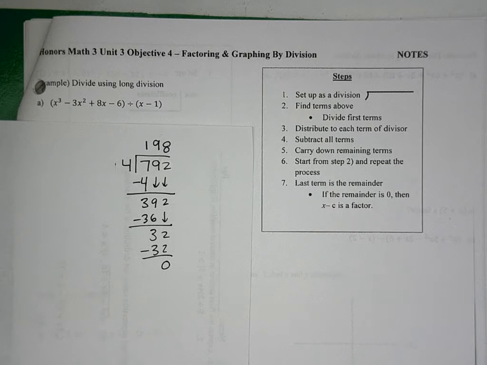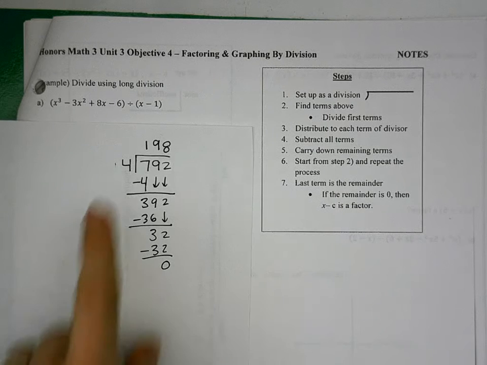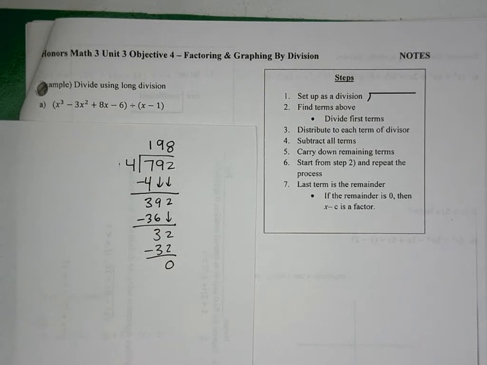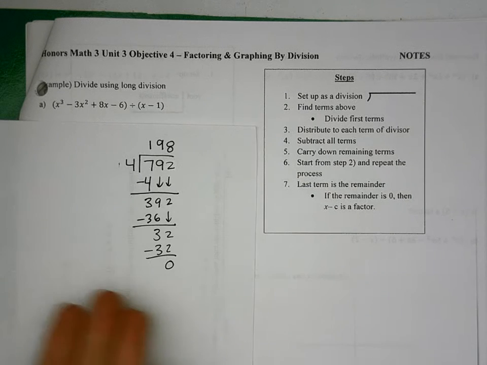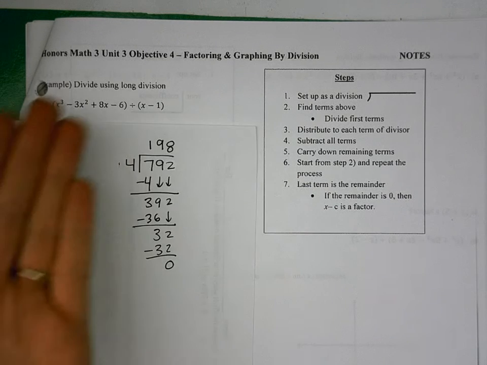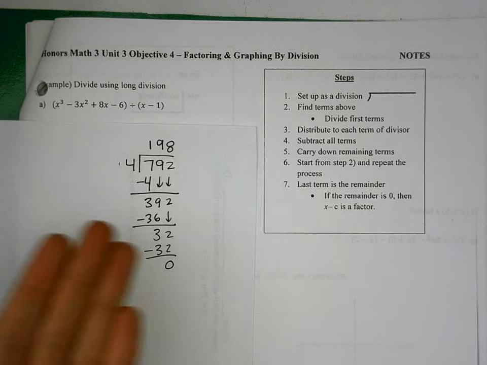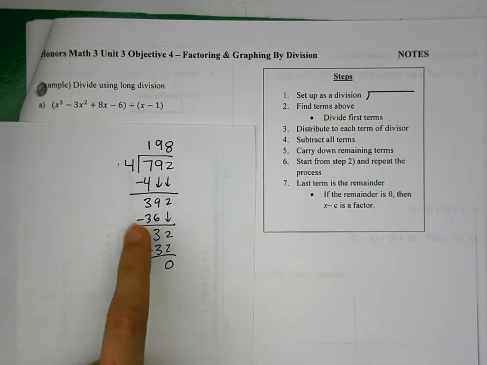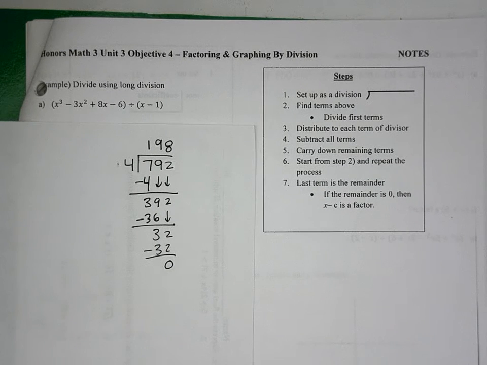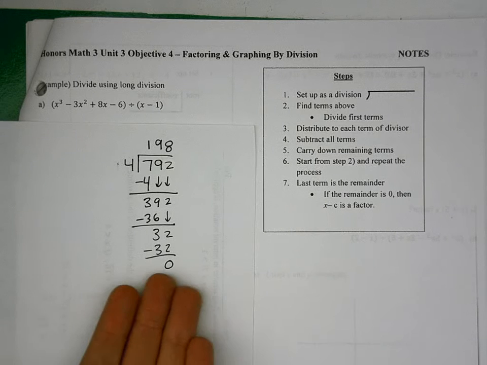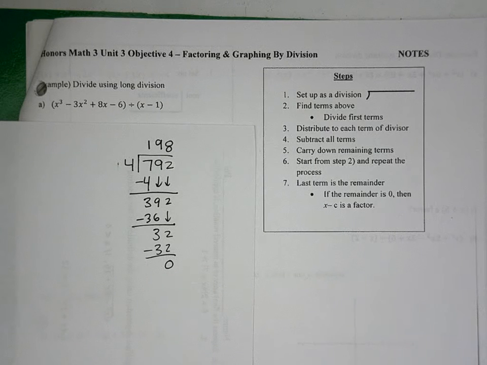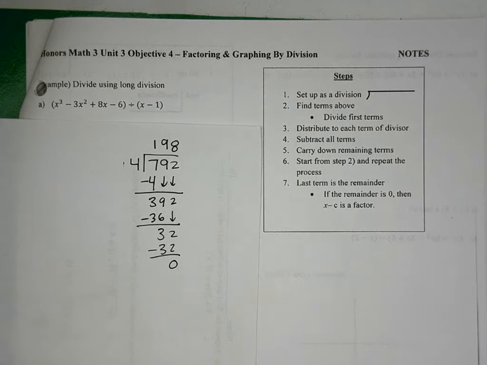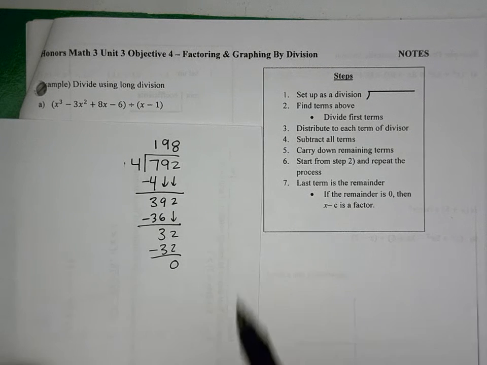If the remainder is 0, then in our instance, we're going to be looking at x minus c, this thing outside here, being a factor. Obviously within our kind of traditional, more elementary school version of long division, the fact that we have a remainder of 0 tells me 4 goes perfectly into 792. If I had a remainder here, that would indicate the presence of a fraction or a decimal if you choose to display that remainder that way.